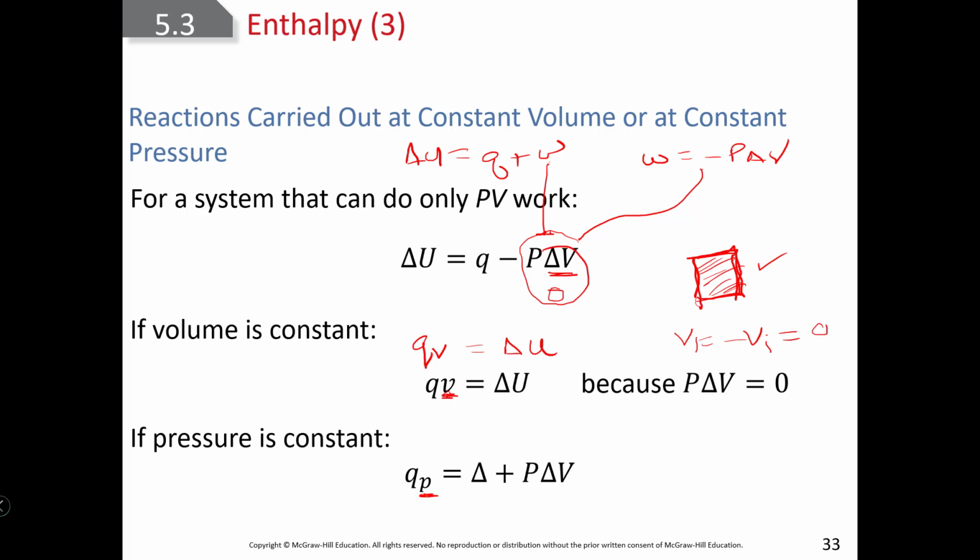But what you do in the lab is this. You are doing an experiment in a beaker, and it's open to the atmosphere. And again, I'm going to symbolize the atmosphere by the piston. And the piston can freely move up and down. So at constant pressure, Q at constant pressure is equal to delta U, there's a typo here, plus P delta V work.